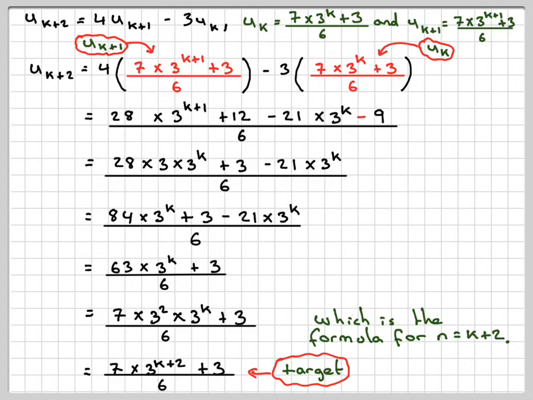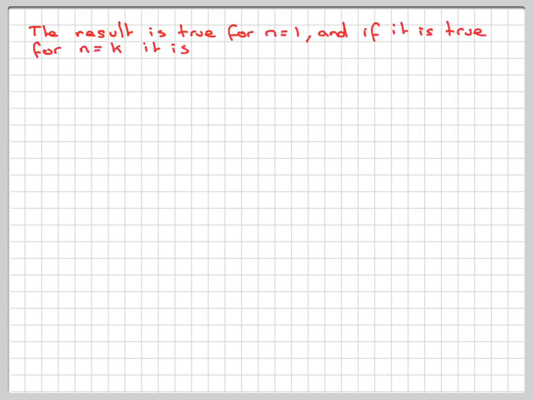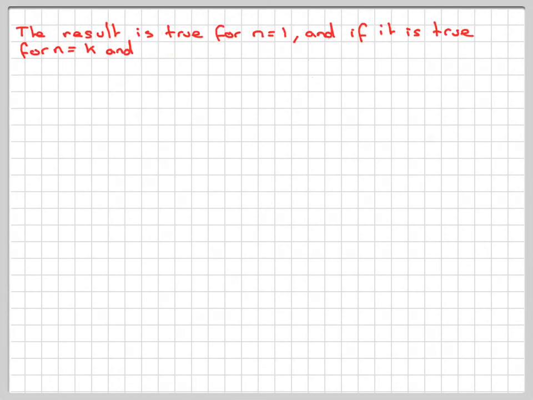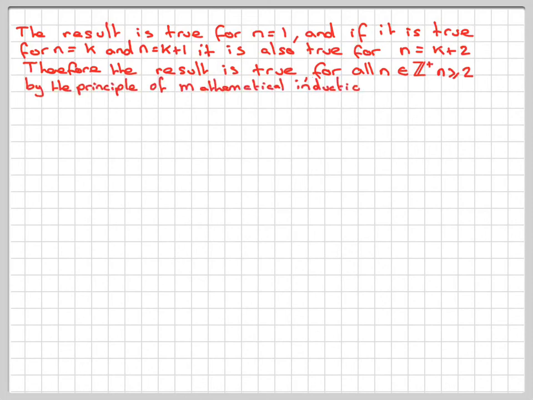Don't forget then to write down the conclusion. So the result is true for n = 1, and if it's true for n = k and n = k + 1, it is also true for n = k + 2. Just going to correct myself there. Therefore, the result is true for all positive integers n, by the principle of mathematical induction.